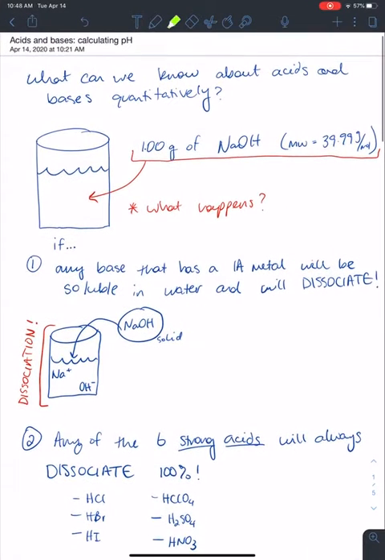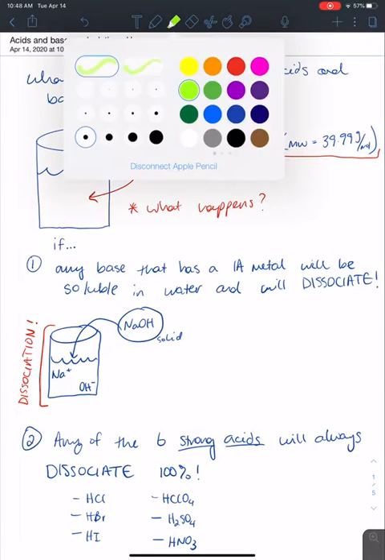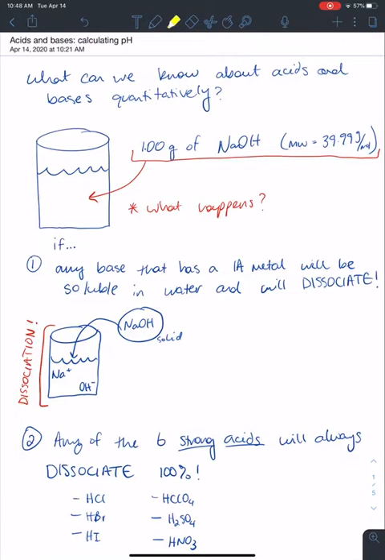Hello everyone. Today we're going to be talking about acids and bases and some of the math that we can do with that. So what can we know about acids and bases quantitatively? Say for example we add 1 gram of sodium hydroxide, NaOH, into some amount of water. What happens when we do that?